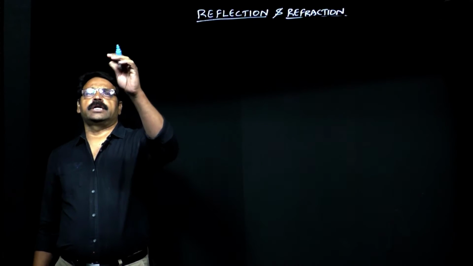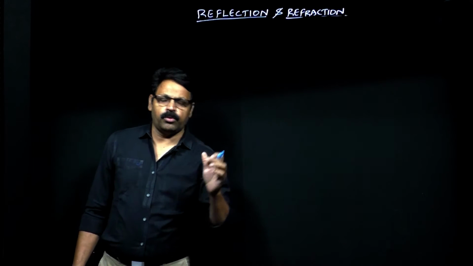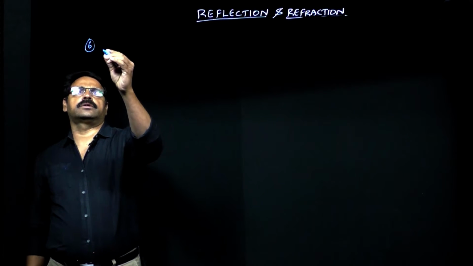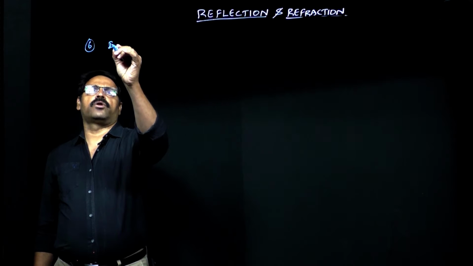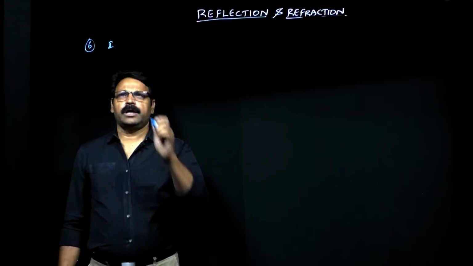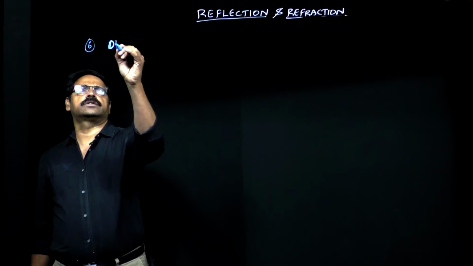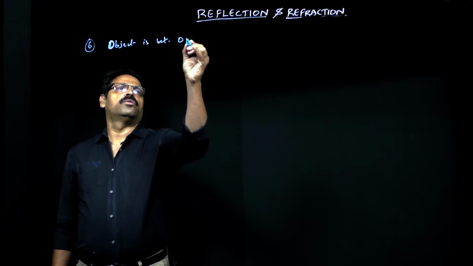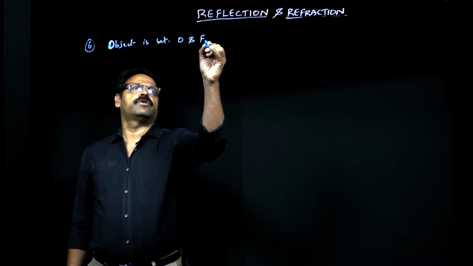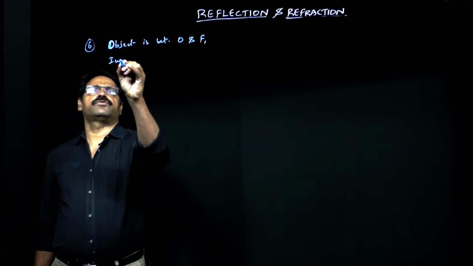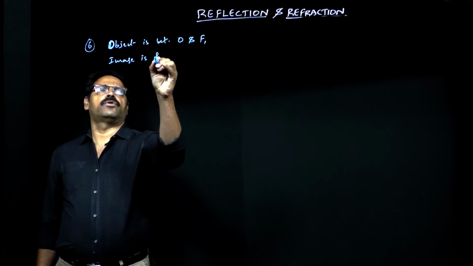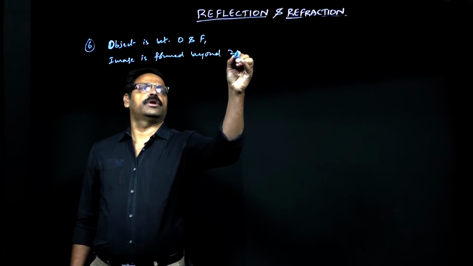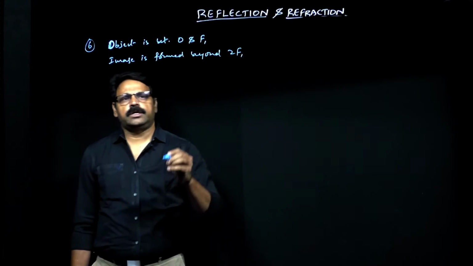We'll now look at the case when the object is placed between O and F. That means we'll look at the sixth case, I hope. Here the object is placed between O and F1, in fact. So the image is formed beyond 2F1. Now we'll just look at how it happens.